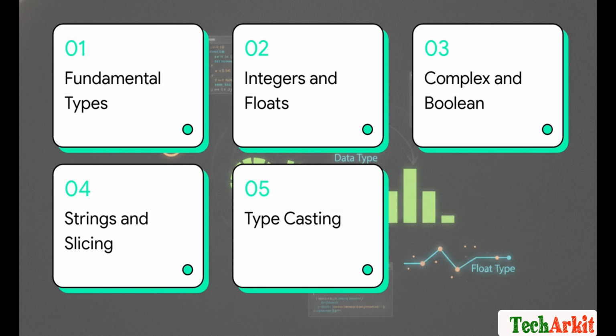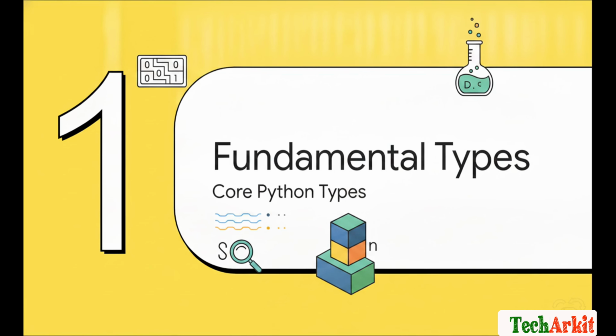So here's the quick roadmap for our explainer today. We'll start with the fundamental data types, move into integers and floats, tackle complex and Boolean types, check out strings and slicing, and finally wrap up with typecasting. All right, part 1. Let's kick things off with fundamental data types.